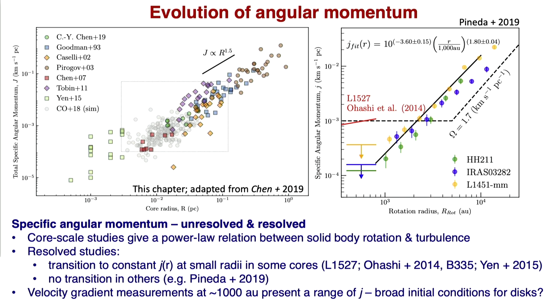we do find that there is an observed transition where you move to a constant angular momentum. In other cores, and this is work by Pineda et al., we go down to very small radii and don't see any indication of a turnover yet. So again, this really plays a role. It's limiting where the class zero protostellar disks are able to form and how big they can get. And velocity gradient measurements at somewhere around 1,000 AU present a range of actual specific angular momenta values, which kind of suggests that there might be a broad initial set of conditions for disks.